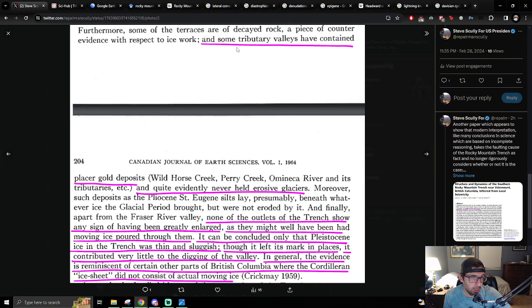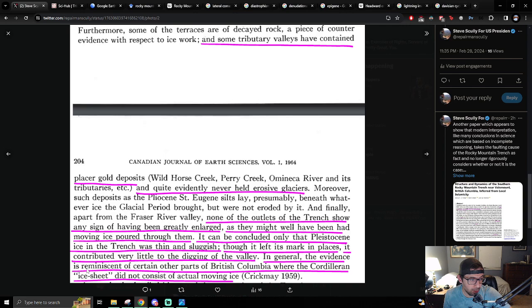And some tributary valleys have contained placer gold deposits and quite evidently never held erosive glaciers. None of the outlets of the trench show any sign of having been greatly enlarged, as they might well have been had moving ice poured through them. It can be concluded only that Pleistocene ice in the trench was thin and sluggish. Though it left its mark in places, it contributed very little to the digging of the valley.